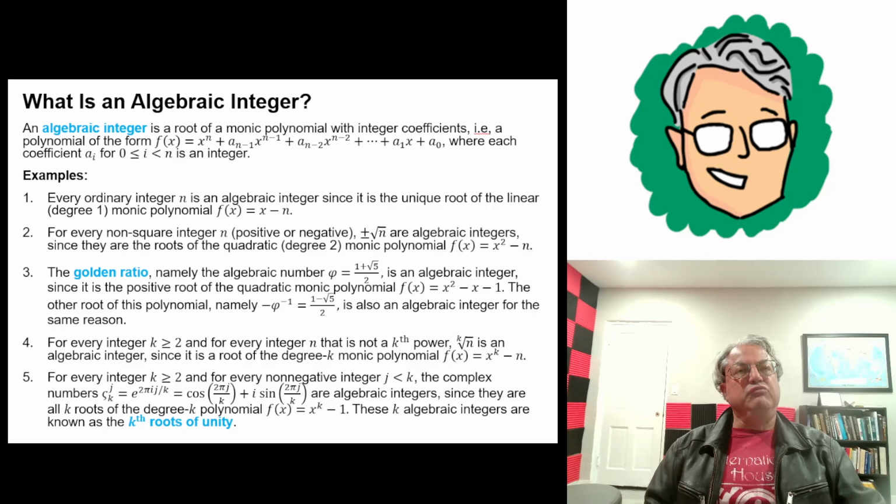Phi squared is equal to phi plus 1, which is just another way of saying that phi squared minus phi minus 1 is 0, or f of phi equals 0, where f of x is x squared minus x minus 1. And so this is a quadratic polynomial. It has two roots. So not just the golden ratio, one of the roots, but also its conjugate, minus phi inverse, or if you like, minus 1 over phi, which is equal to 1 minus the square root of 5 over 2. This is a negative number, but this is the other root of this equation. So this one is also an algebraic integer.